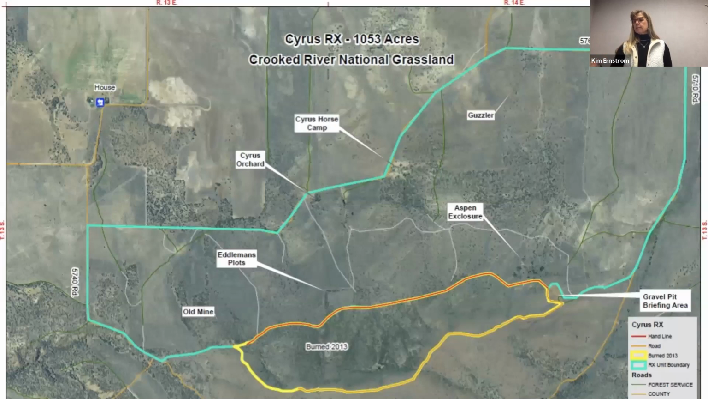So keep in mind, this is the map of that area, okay? And remember, we have these things in here that are sort of our values that are marked, the orchard, the guzzler, those types of things. And you can see where the burn unit boundary, the green line, is sort of cutting across these different field types. All right, so keep this kind of map in the back of your mind as we talk through the rest of this.